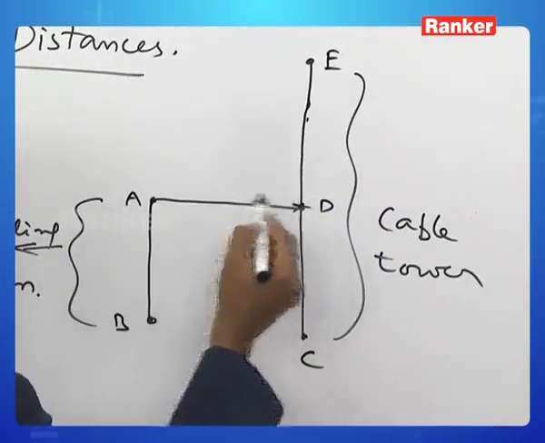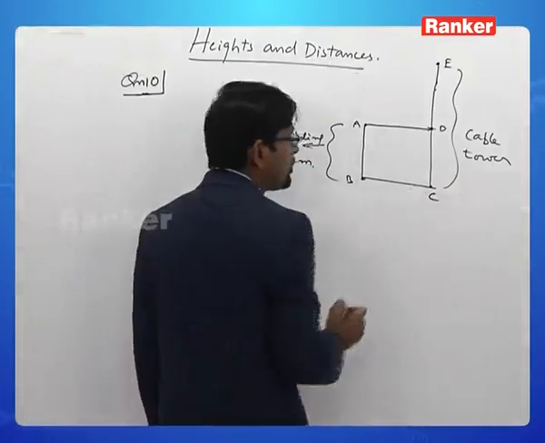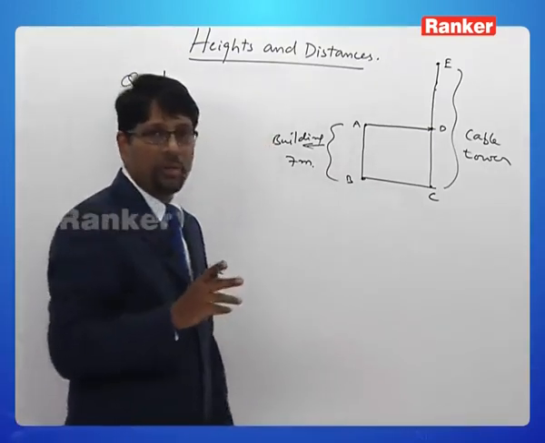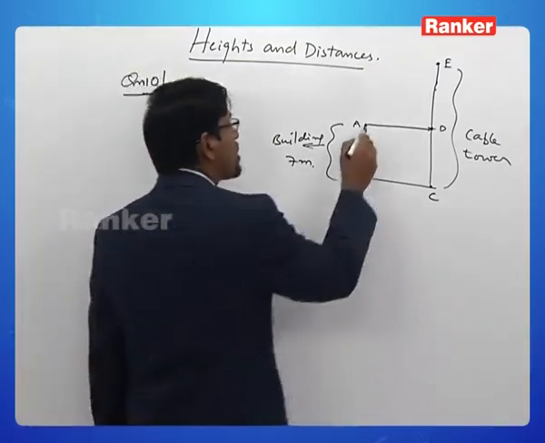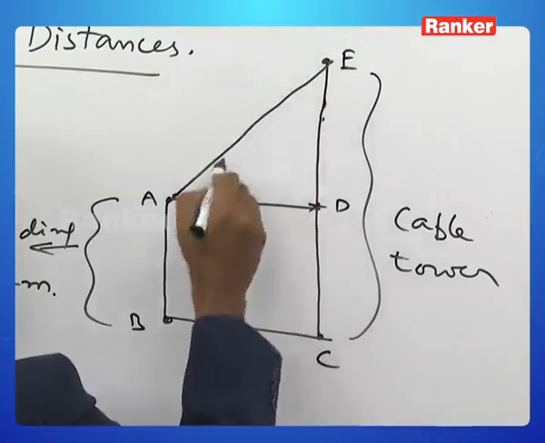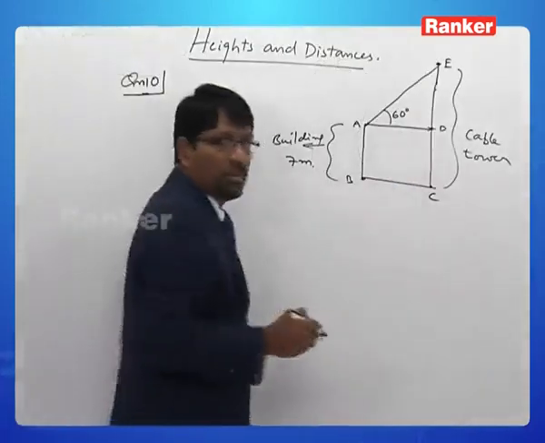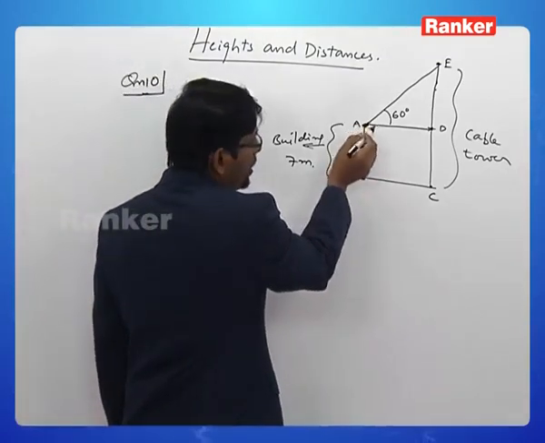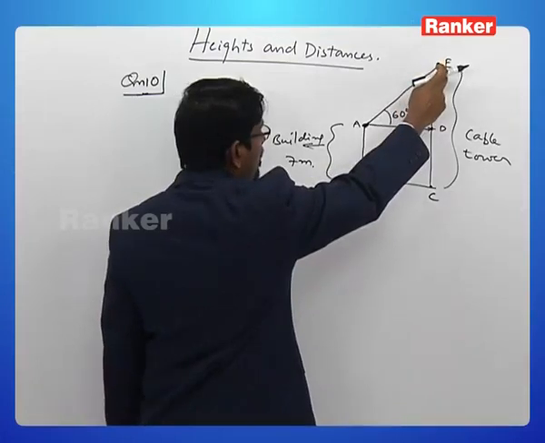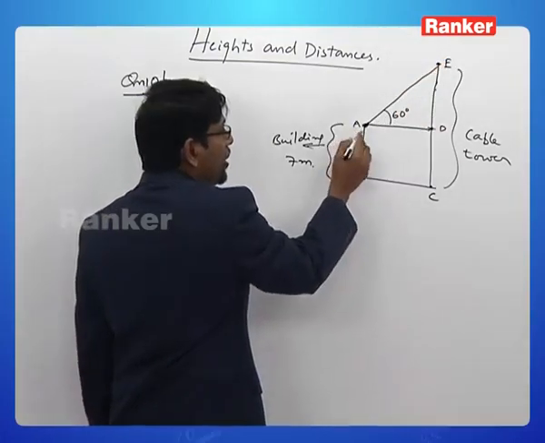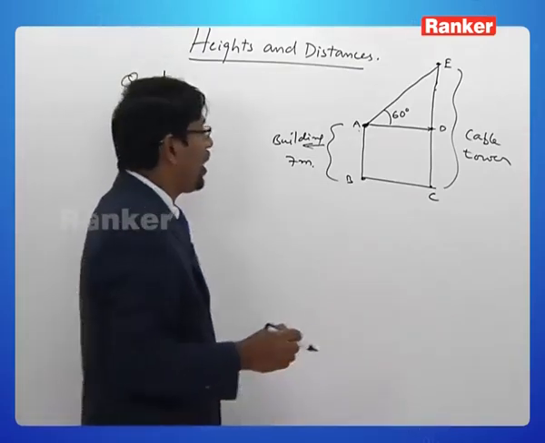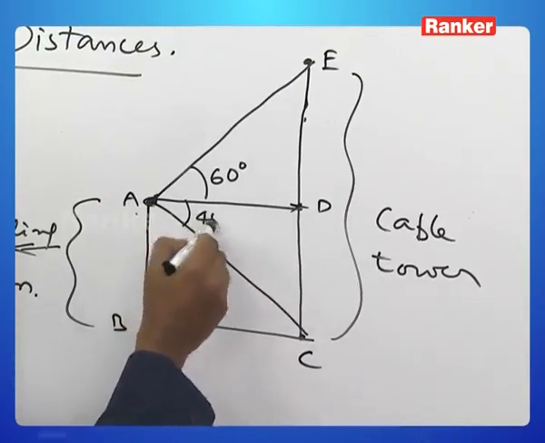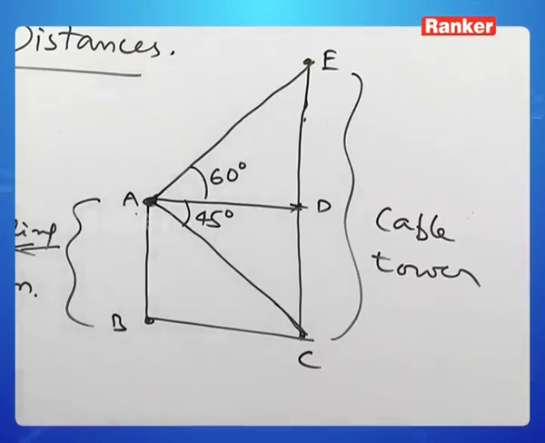Let's draw a line parallel to the ground from A. He says that the angle of elevation of the top of the cable tower is 60 degrees. This is 60 degrees, measured from the top of the building. So the angle of elevation of the top of the tower, measured from the top of the building, is 60 degrees. And the angle of depression to the bottom of the tower is 45 degrees.